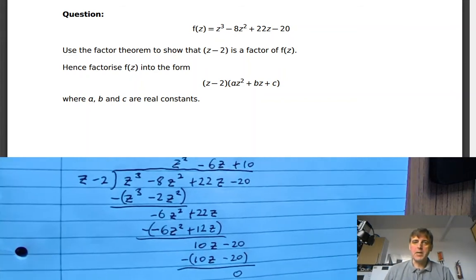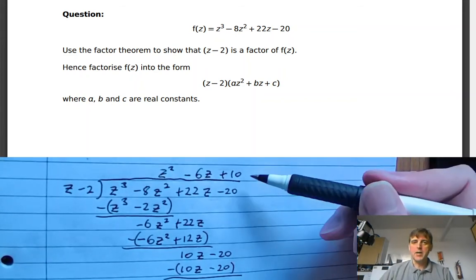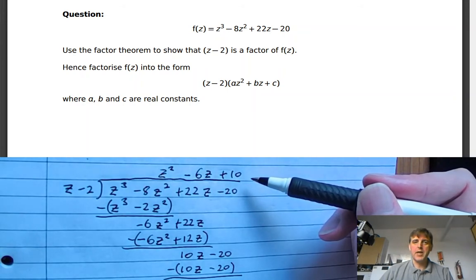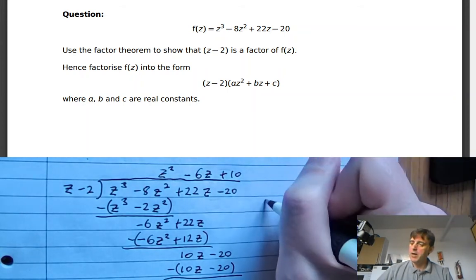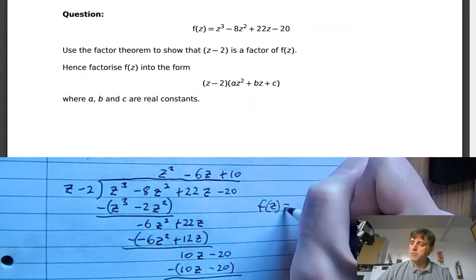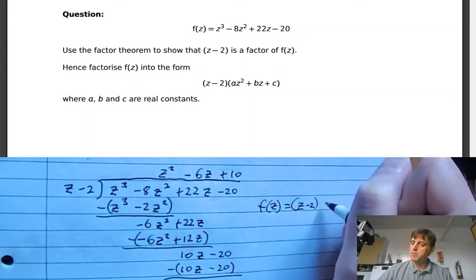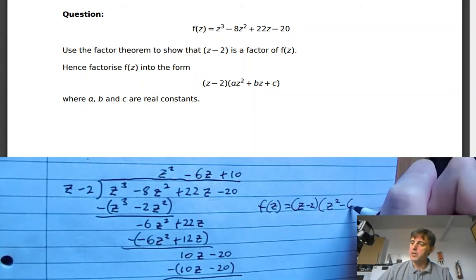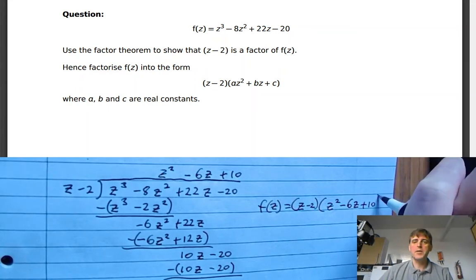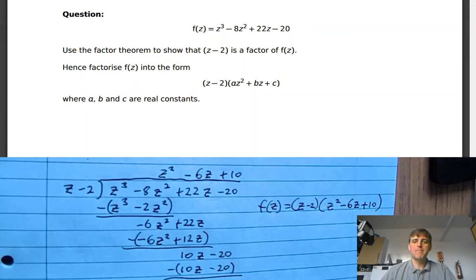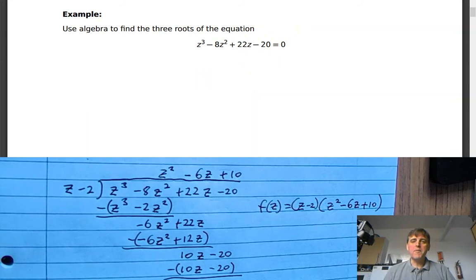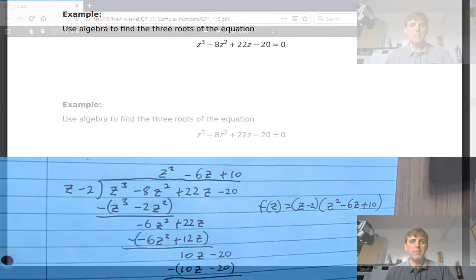So all that must mean that the thing we've got up here, the z squared minus 6z plus 10, must be the other factor. And so our f of z here must equal z minus 2 times z squared minus 6z plus 10. Hopefully you remember and you're familiar with that process there.